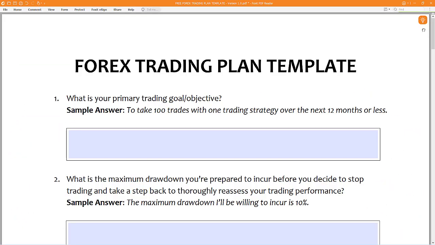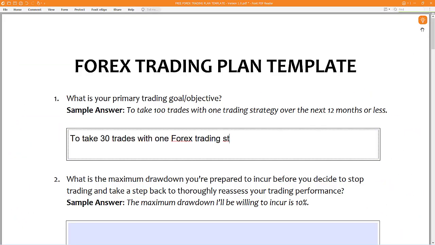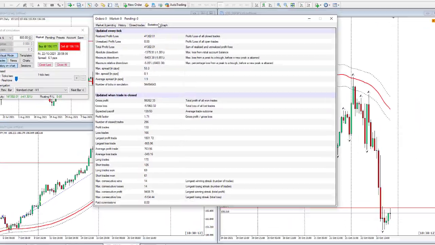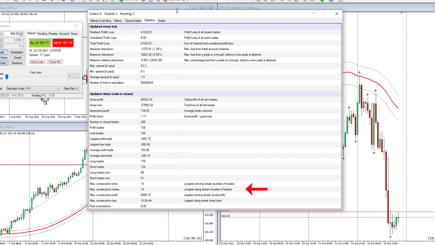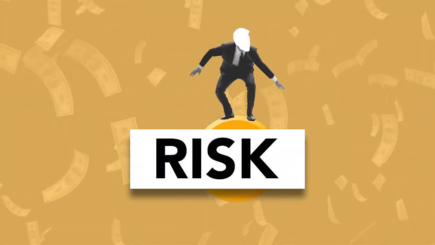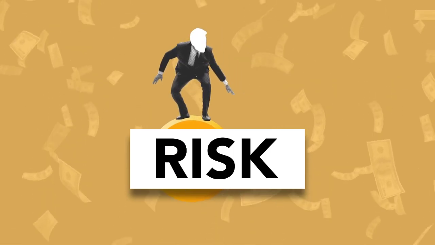For example, if your goal was to take 30 trades using a single trading strategy over the next 6 months, you'll want to see that the odds of losing those 30 trades in a row is slim to none when you analyze the data from the strategy's backtest results after you must have used it to take a lot of trades in the past. When you take the time to take care of your losses like this using sound risk and money management, your profits are eventually going to take care of themselves.